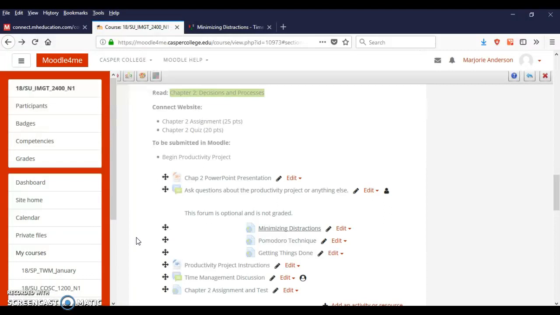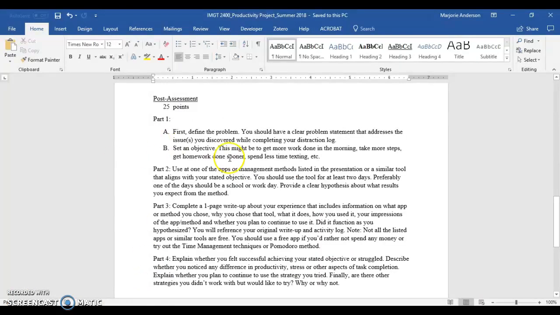So once you have decided what the problem is, then you're going to set an objective. So maybe my problem is that I am not cooking at home as often as I would like to. So then my objective will be, well, I'm going to try to cook at home for the 2 days that I'm doing this project. These are the things that I will do.